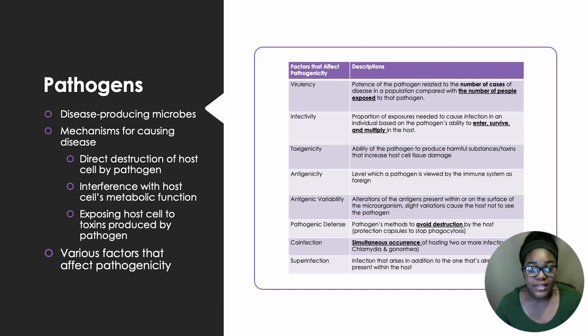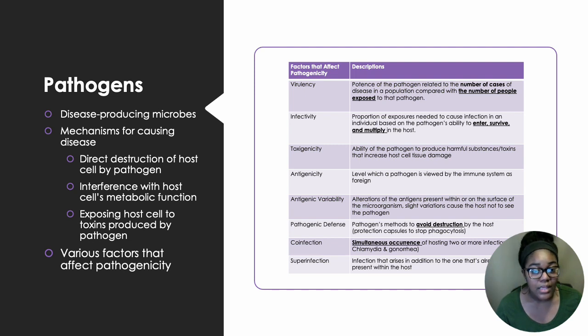We have infectivity, which is a proportion, and this proportion indicates the number of exposures needed to cause an infection in the individual, and it is based on the pathogen's ability to enter, survive, and multiply in the host. So this is basically the survival rate inside of the host particularly.